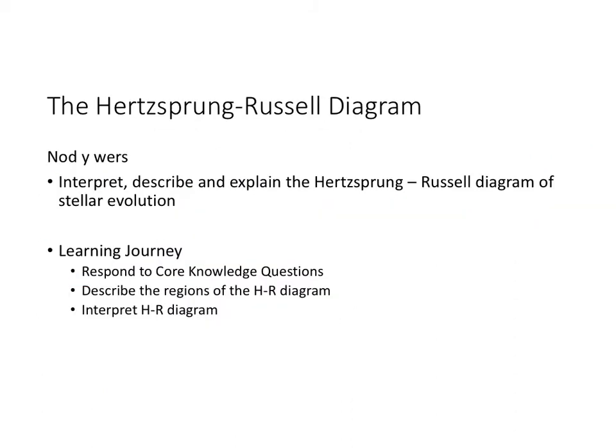So, our learning objectives are to interpret, describe and explain the Hertzsprung-Russell diagram of stellar evolution. Okay, so that's the life cycle of stars. We're going to respond to our core knowledge questions, describe the regions of the HR diagram and interpret the HR diagram. HR is just Hertzsprung-Russell, okay?